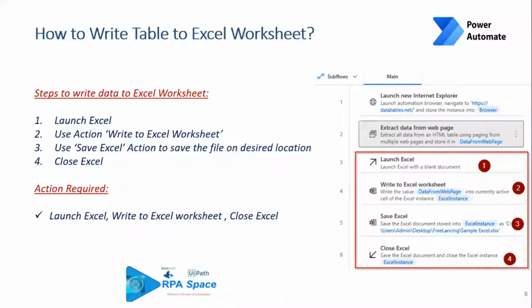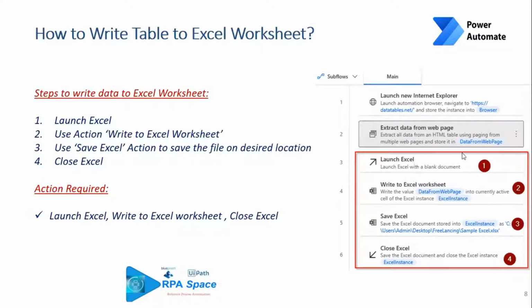As I mentioned earlier, we have seen how to extract the data from multiple pages and store it in data from web page as a variable. Now we want to write the entire thing into an Excel. What could be a better way to do it? For that, you have to launch Excel, then use the write to Excel sheet action, followed by save Excel, then close Excel as an option. You can see on the right hand side the screenshot of the actions which I placed here.